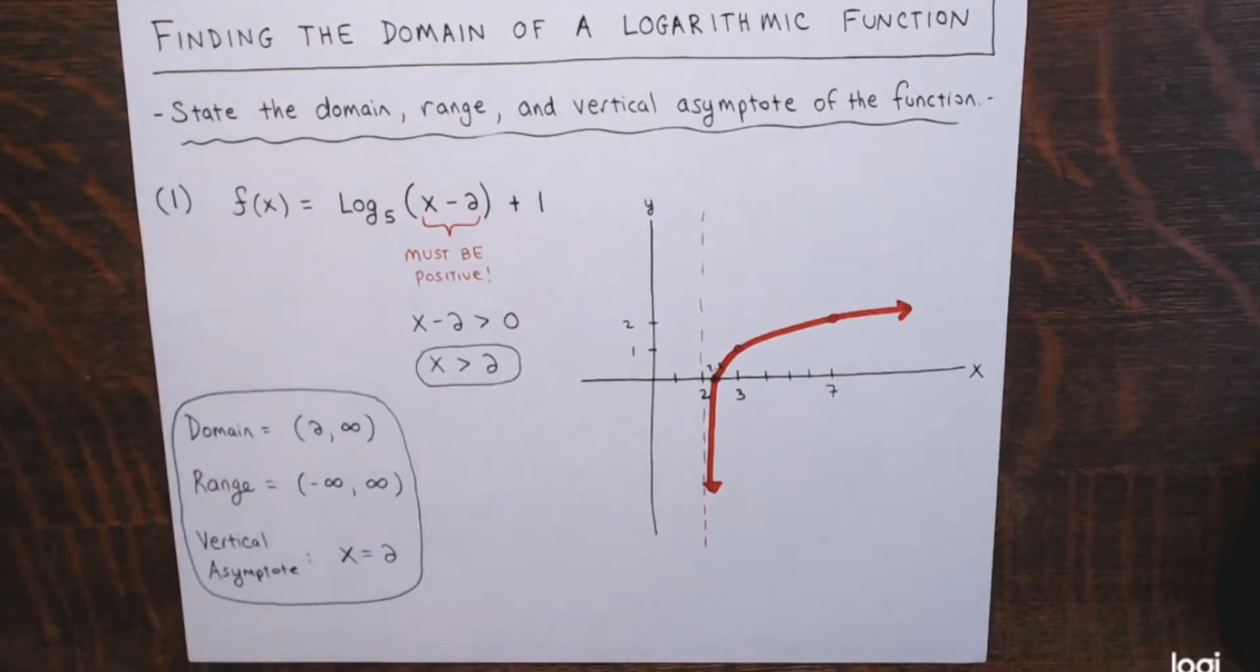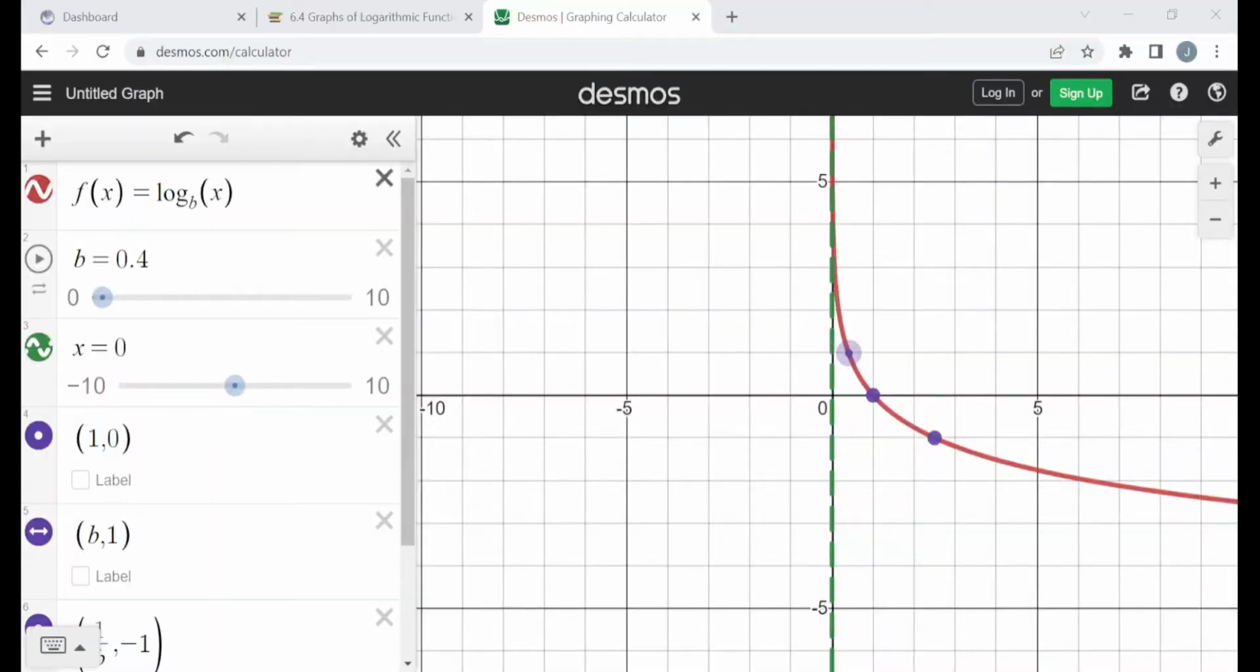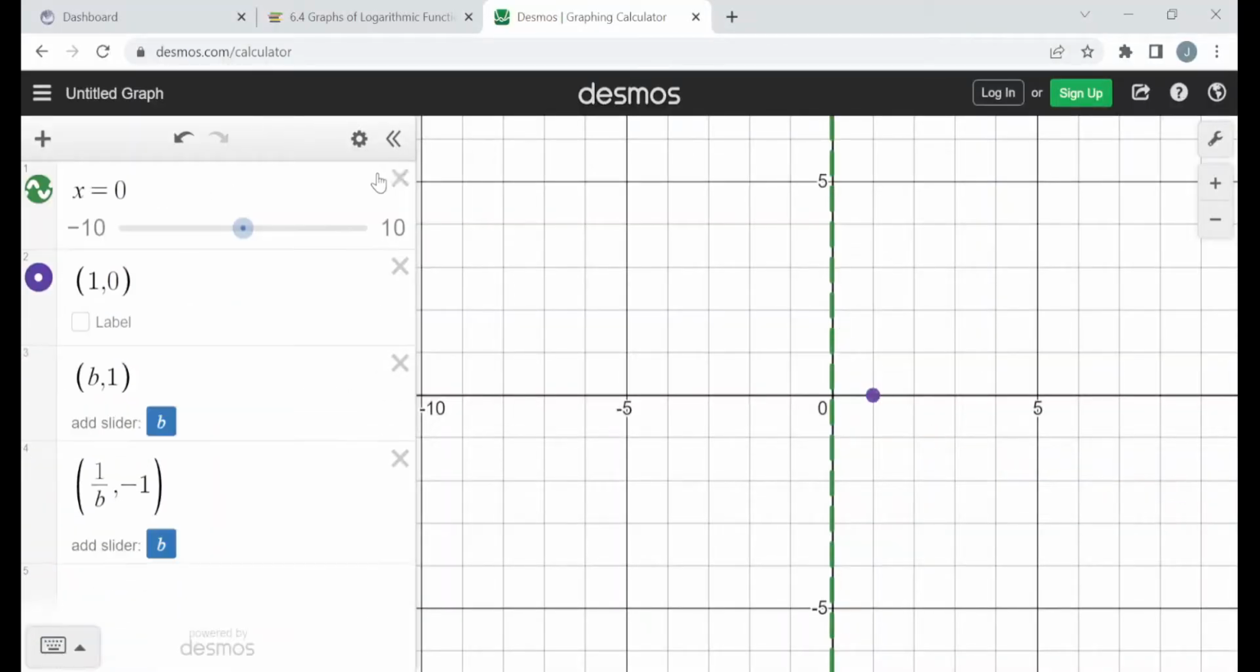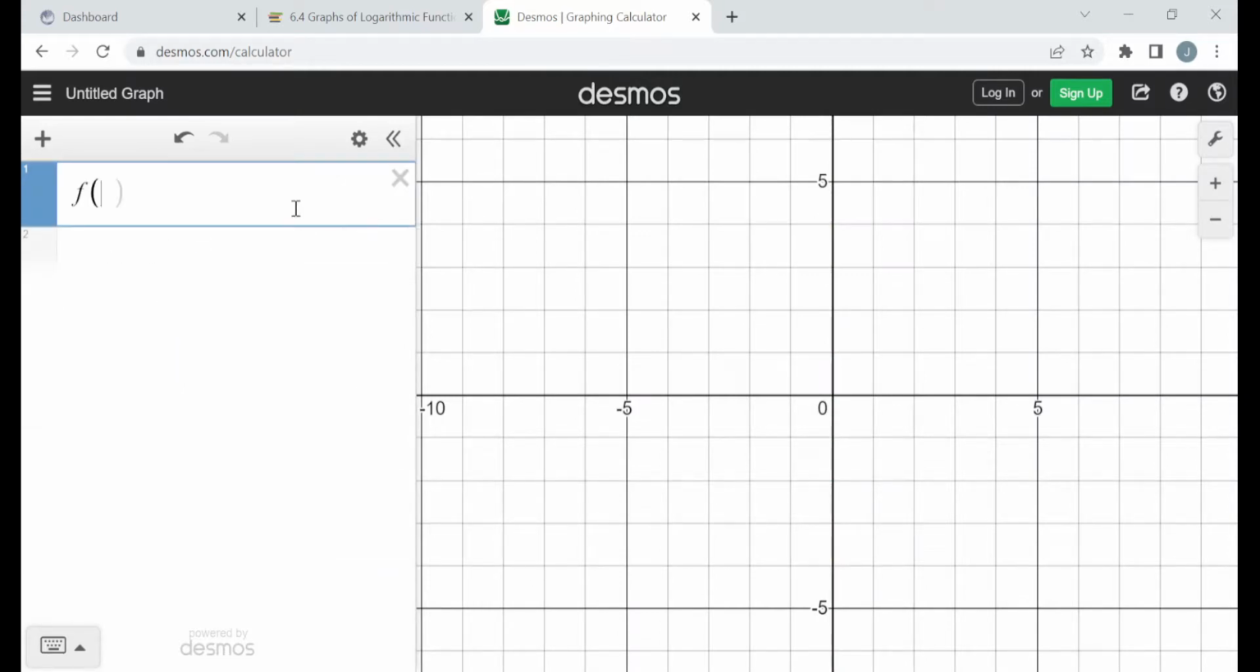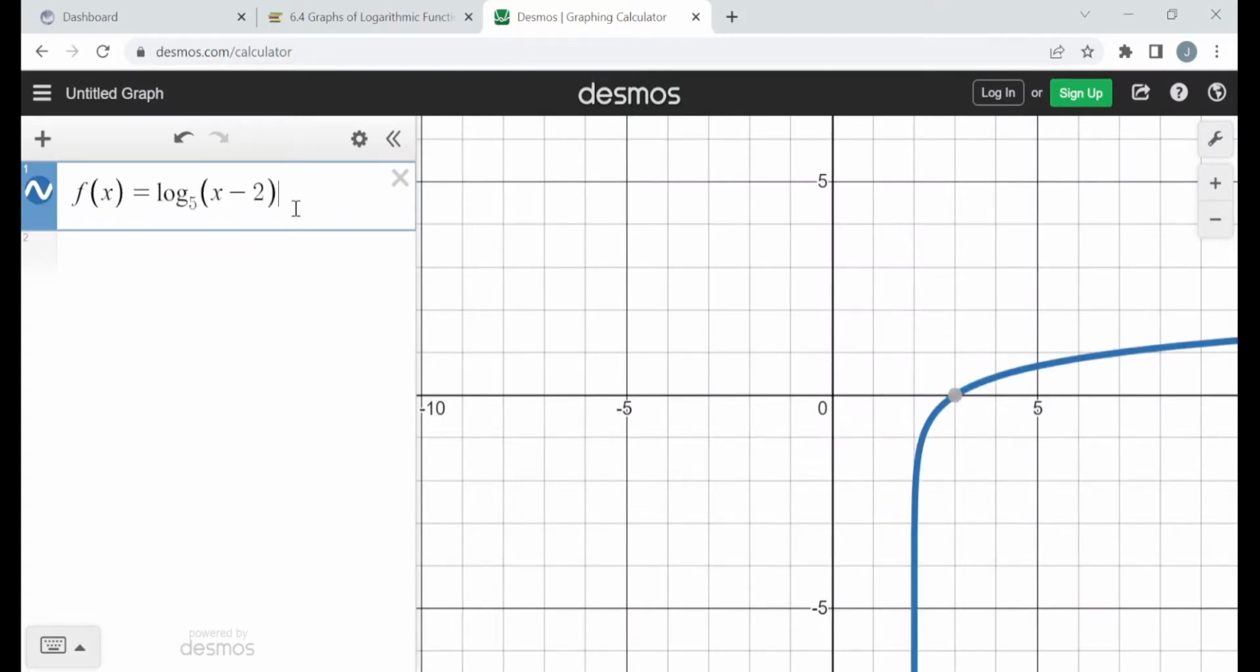But now I could also, let's go to the Desmos site and look at a nicer picture of that and see that all my points are correct on there. And all right, so back here, let me just clear all this stuff out. And the function we were given, f of x equals the log base 5 of x minus 2, plus 1. You see this blue graph here.